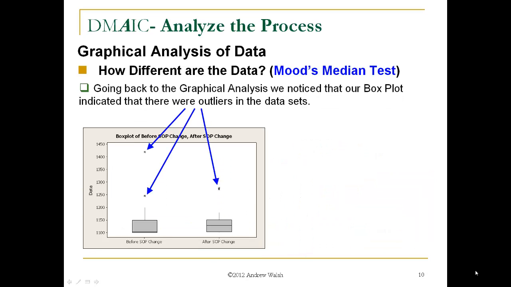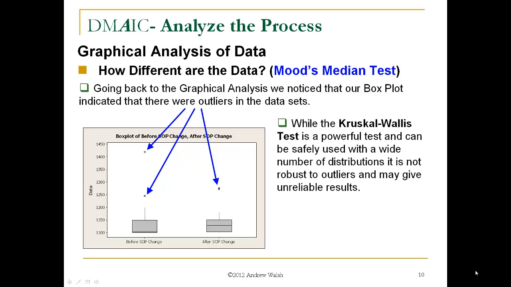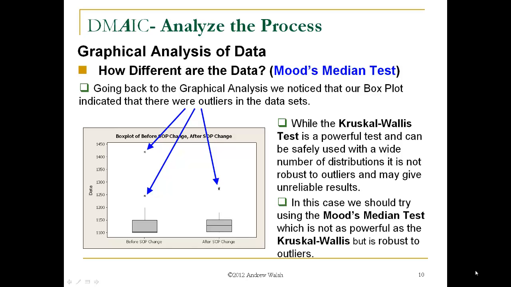However, going back to the graphical analysis, we noticed that our box plot indicated that there were outliers in the data sets. While the Kruskal-Wallis test is a very powerful test and can be safely used with a wide number of distributions, it is not robust to outliers and may give unreliable results. So in this case, we should try using the Moods median test, which is not as powerful as the Kruskal-Wallis, but is robust to outliers.